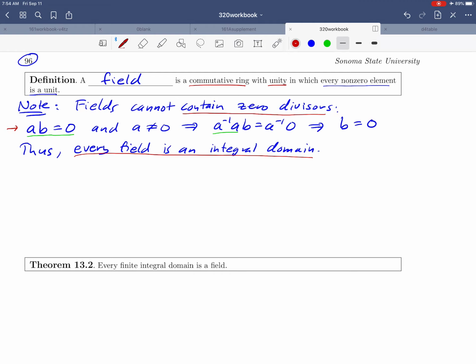Okay, and so what we're in the position to do now, space is a little bit tight here, but we can draw a nice diagram to illustrate how some of our definitions relate to each other so far. What I'm going to do is draw a Venn diagram here. It turns out that fields are the most specific type of ring that we've talked about so far. Every field is an integral domain, so the set of integral domains would be a little bit bigger than that.